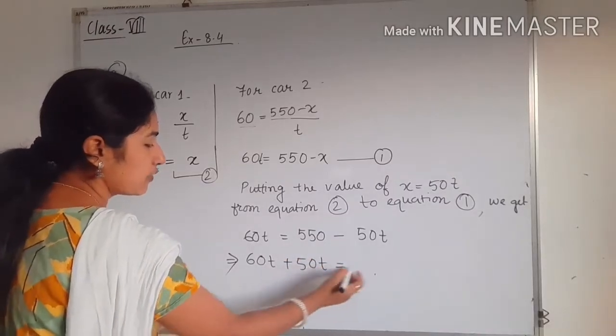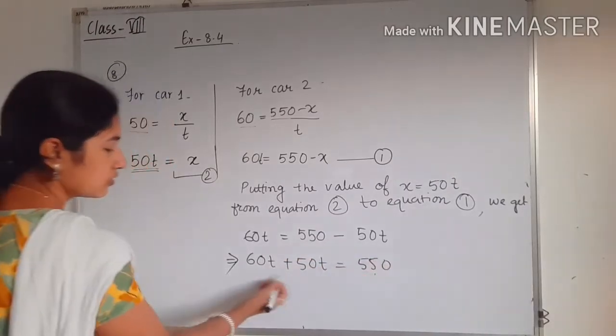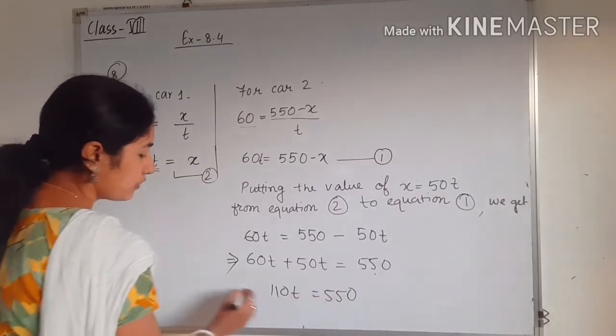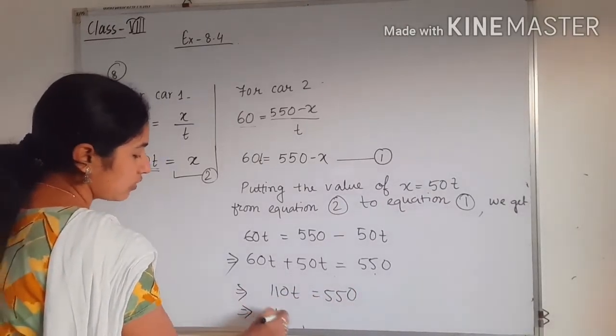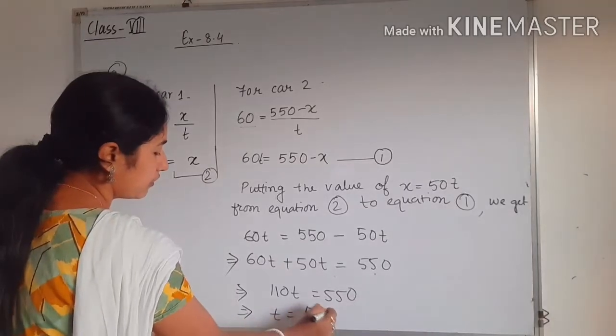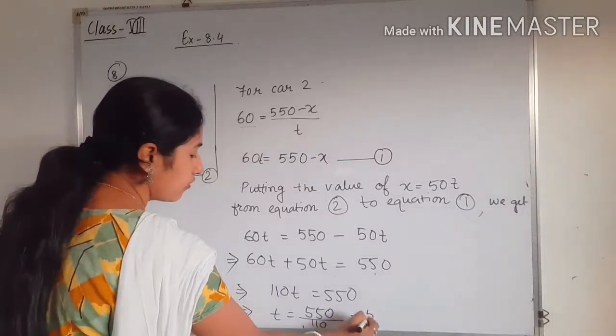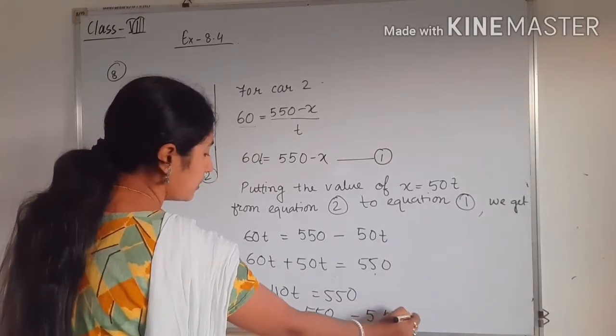This will become plus 50t. So this will be 110t is equal to 550. So t is equal to what? t will be 550 by 110. So cancel it, you will get what? 5.